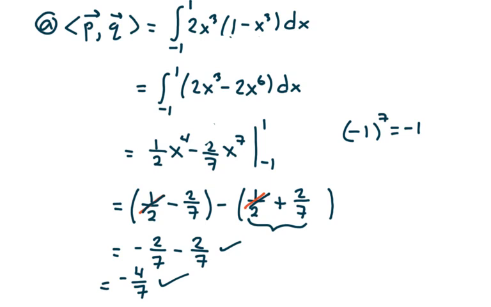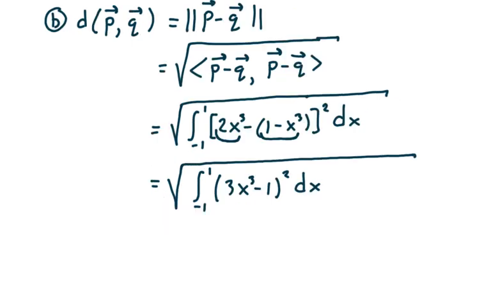And if I pop -1 in for x, I get 1/2 plus 2/7. And, don't forget, -1 to the 7th is the same as -1, right? And then what I do is I subtract those results. The 1/2s cancel, and we're left with -2/7 minus 2/7, which is equal to -4/7.